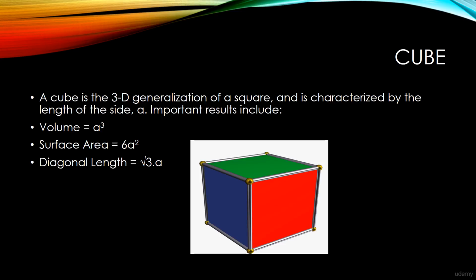Cube. A cube is a 3D generalization of a square and is characterized by the length of the side A. Important results include volume is equal to A cube, surface area is equal to 6A square, diagonal length is equal to root 3 into A.